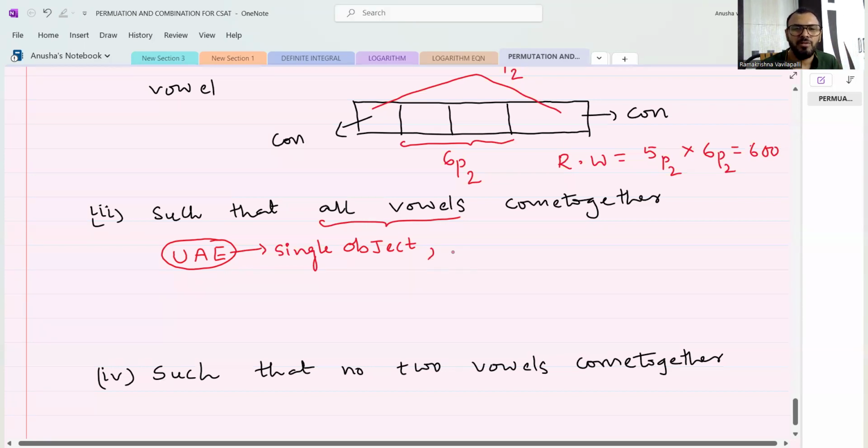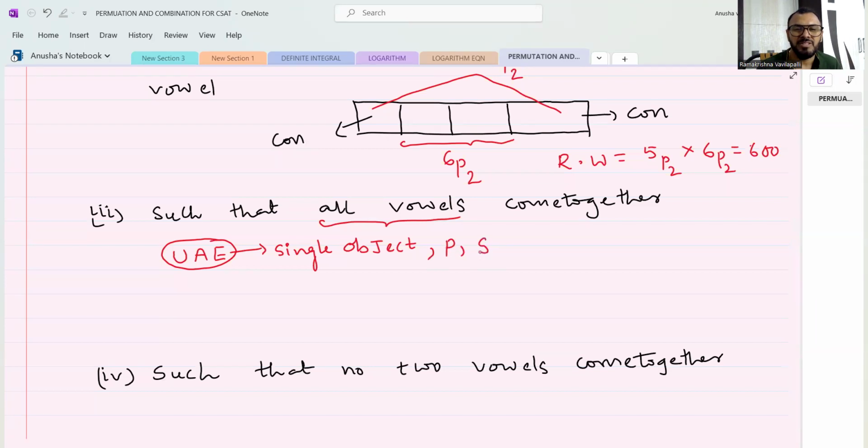Now P, S, C, X, M. These are the remaining 5 consonants. So totally we have 6 objects. These are the 5 and these 3 are 1. These are the 6 objects.